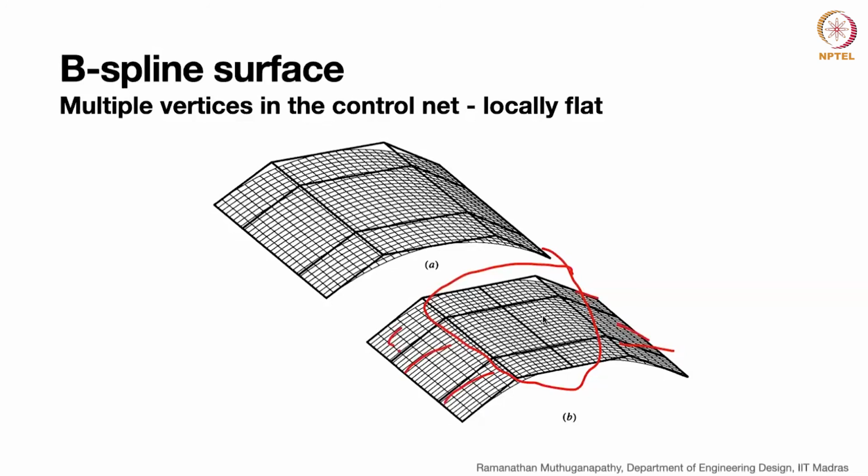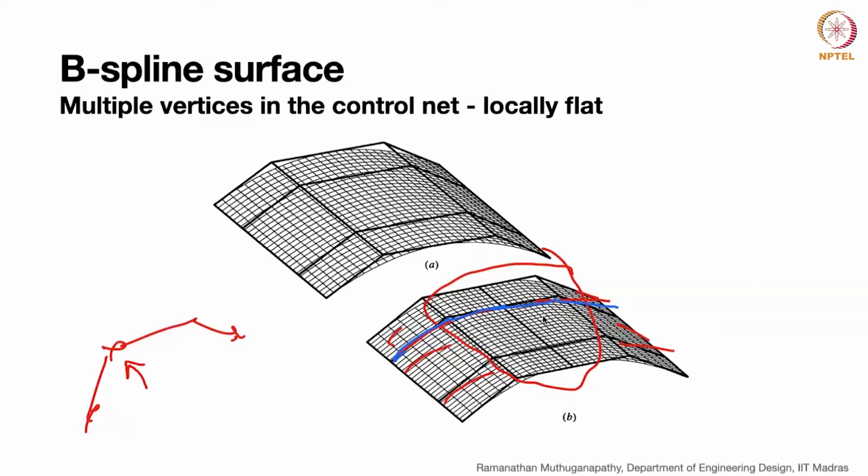And you remember in the last case, I told you if you repeat the control points, you can push your curve closer to that control point. Similarly, I can repeat one of the control net points and make the surface push towards that control point. All those things we saw in 2D are applicable for B-spline surfaces also.